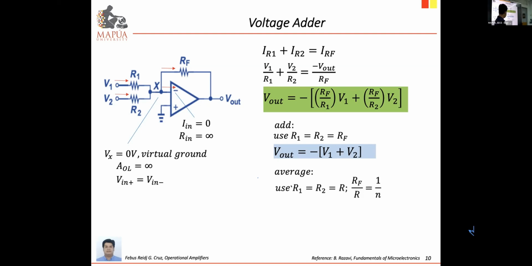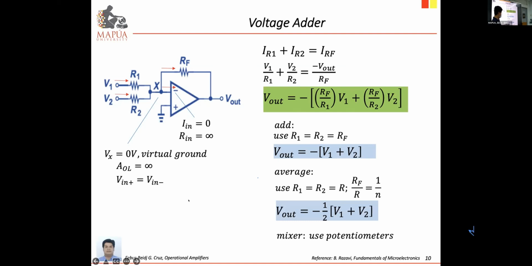So to get the average, we can set R1 equal to R2 equal to a certain resistance R, and the ratio of RF with respect to R will be equal to 1/n, where n will be the number of inputs. Right? So in this example, n should be equal to 2. So with that, you can have this equation. All right, Vout is equal to negative of 1/2. So this will give us the average of the total of V1 and V2. All right, nasusundan ba? All right.